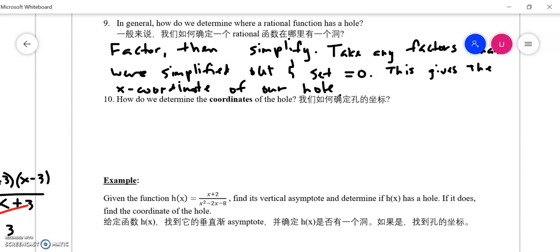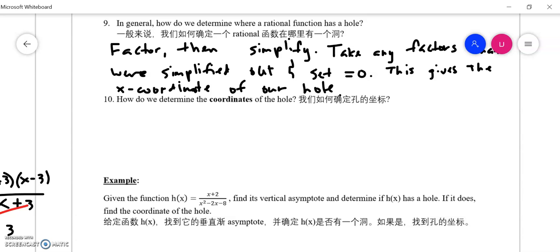Well, we have an x coordinate, but what other coordinate? Coordinates is a plural word. What other coordinate could they be talking about? Well, if there's an x coordinate, there should also be a y coordinate. So, how are we going to figure out the y coordinate of our hole if we know the x coordinate?